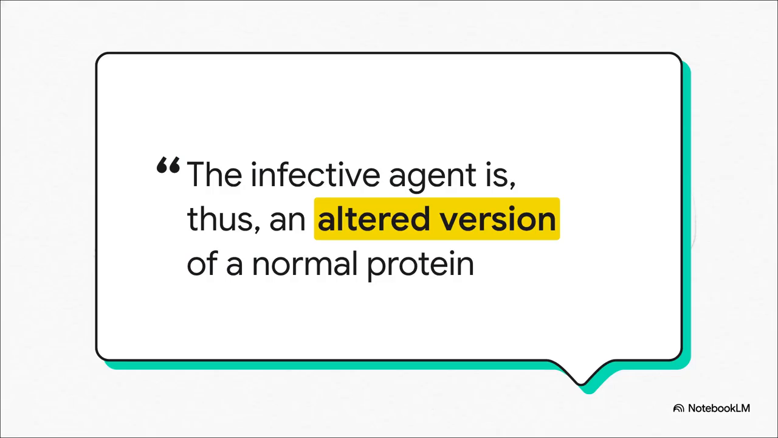I want you to consider this striking quote from our source material. The infective agent is, thus, an altered version of a normal protein, which acts as a template for converting the normal protein to the pathogenic conformation. There is no virus here, no bacteria, no detectable nucleic acid at all. It is just a single, misfolded protein acting as a malicious template. When it encounters normal, healthy prion proteins, it literally forces their structural alpha helices to unravel and collapse into diseased beta sheets. It is a domino effect of pure architectural collapse, and it is invariably fatal.